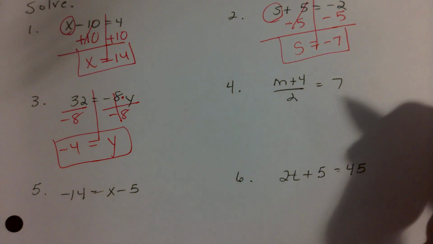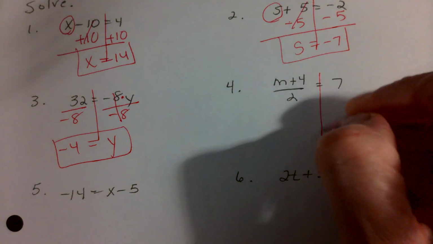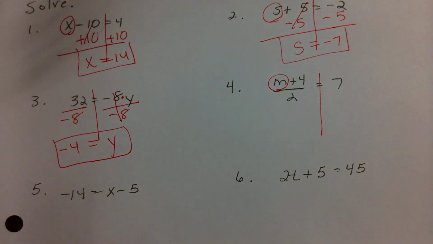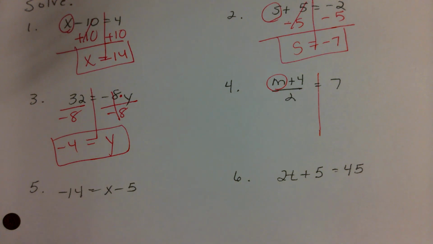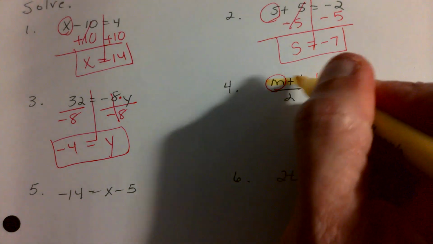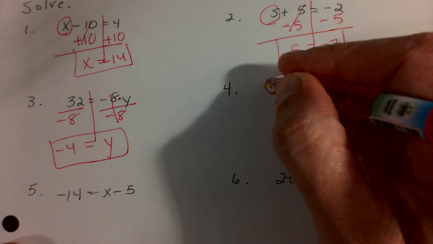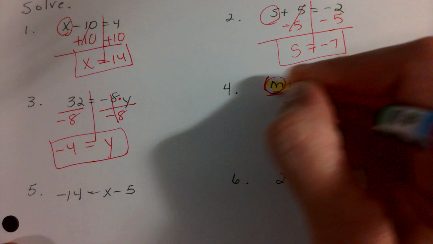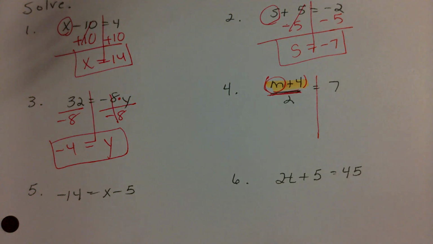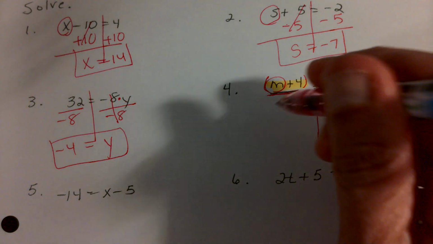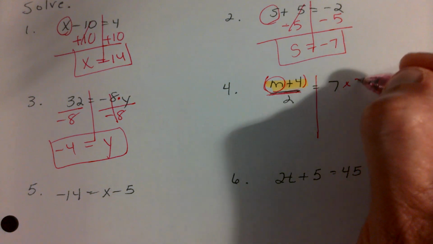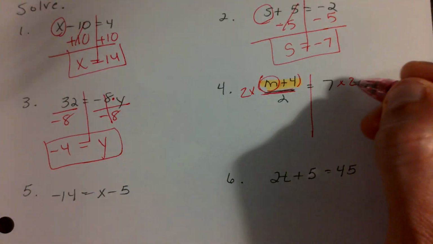Over here, we are solving, but what is the problem? M is trapped. Yes, it is. It cannot get out of there. It is trapped with that 4. Don't you try to separate them, right? Because it's grouped up above because of this big division. What do you have to get rid of first? The 2. So we're going to multiply by 2 on both sides.